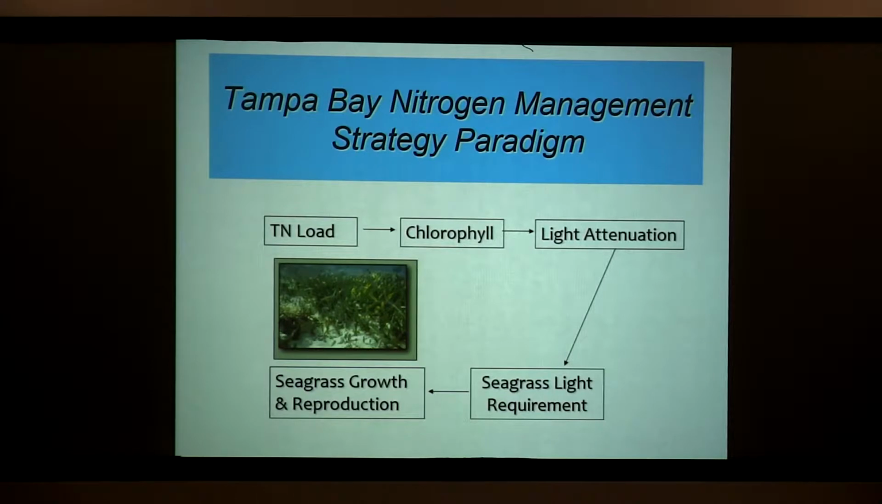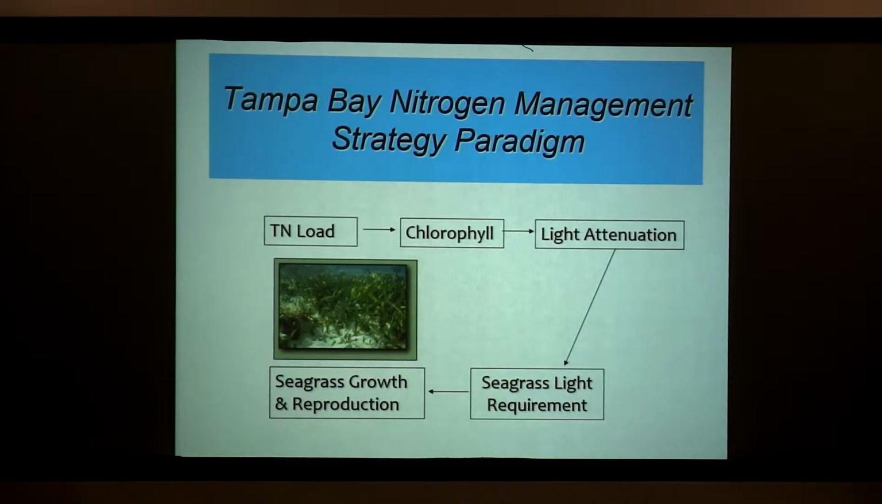We took a look at light attenuation factors and found that chlorophyll was one of the major light attenuation factors, along with CDOM and turbidity, and certainly in some areas, but chlorophyll was the focus because its relationship with nitrogen loading was something that could be managed over time. So we have a light attenuation goal, again, associated with reaching that 22.5% light at the deep edge of the grass beds.